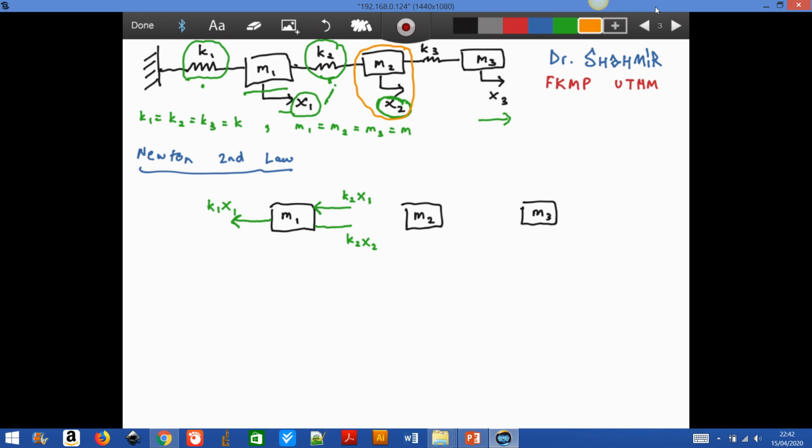There will also be 4 reactions for mass 2, which are due to K2 and also due to K3. So here there will be K2x1, K2x2. And on the right hand side, there will be K3x2, and also K3x3.